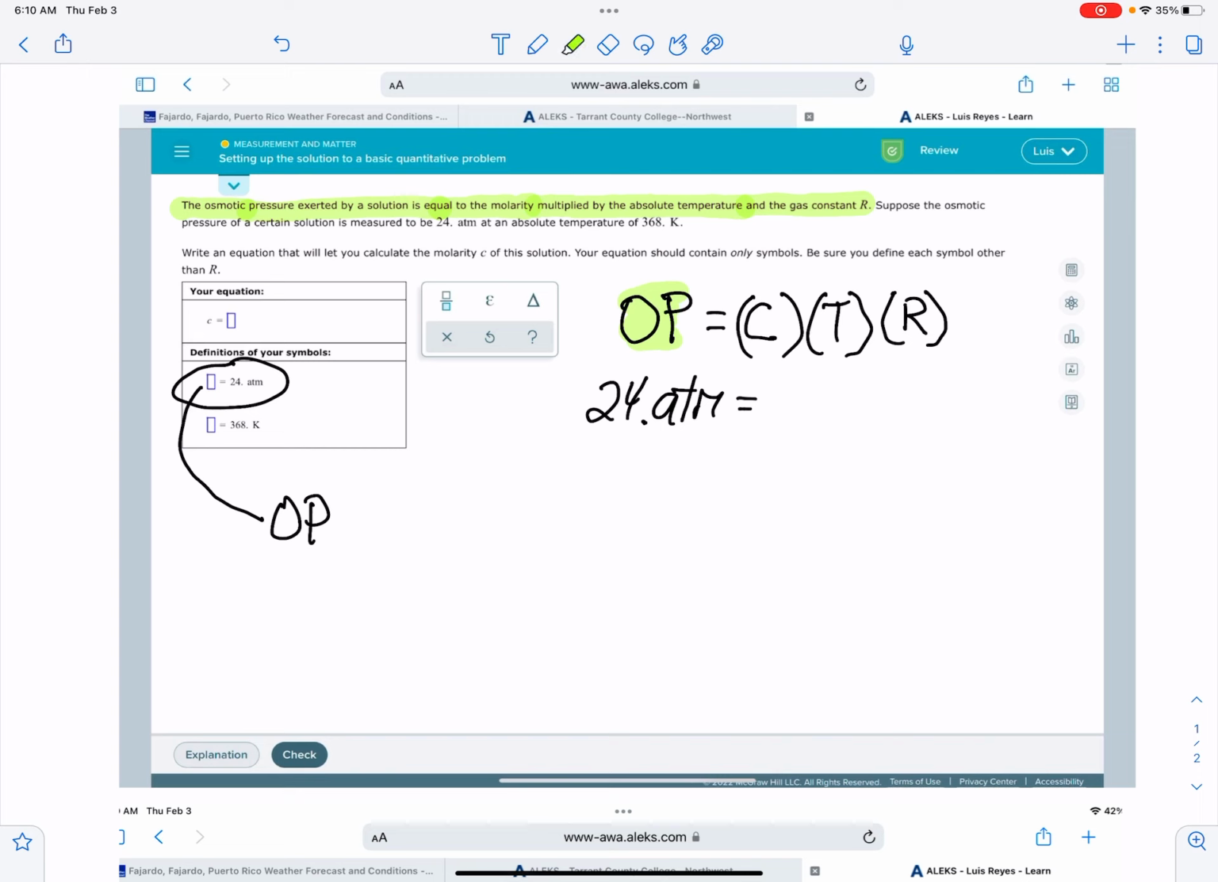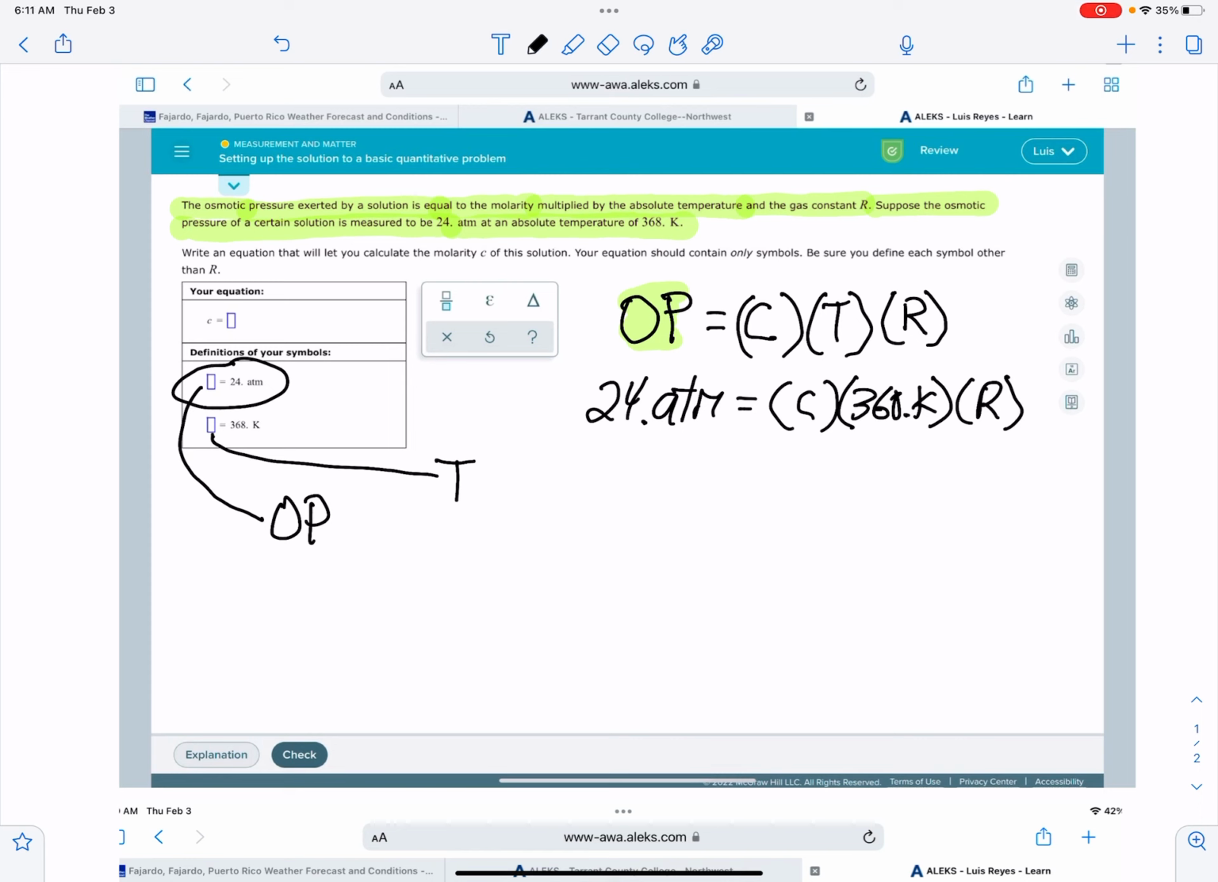So back to the problem. Suppose the osmotic pressure of a certain solution is 24 atmospheres and the absolute temperature is 368 K. We still don't know what C is, but we know that the temperature is 368 K, and we told the program that we're using T. So that's what goes there, multiplied by R.